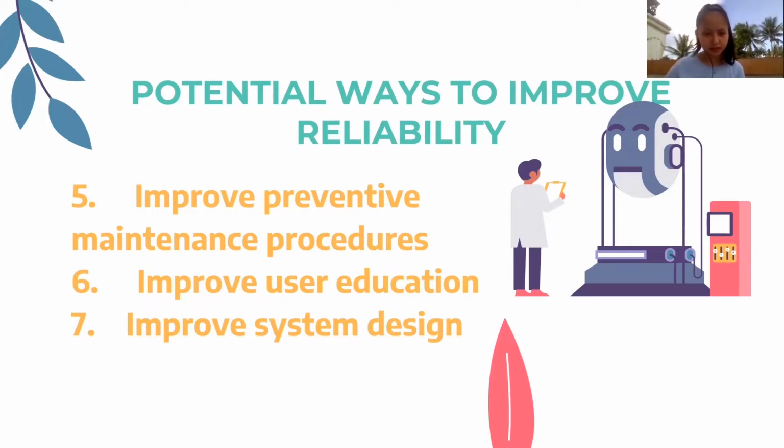Then, 7 is to improve system design. This includes the flow of function, the overall function. Because, like I said in the improved component design, the component is already perfected. The overall process should also be satisfactory to that level, rather.